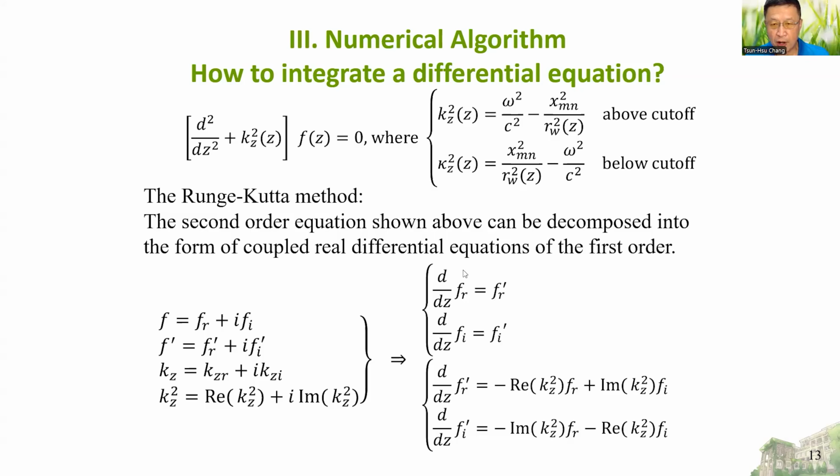Substituting this variable into here, we got two parts. For f, df over dz, differentiating with respect to z, we got this one. And for another one, we got this one. This equation is a complex equation. A complex equation can be rewritten into coupled equations: real part, imaginary part. Much easier to deal with.